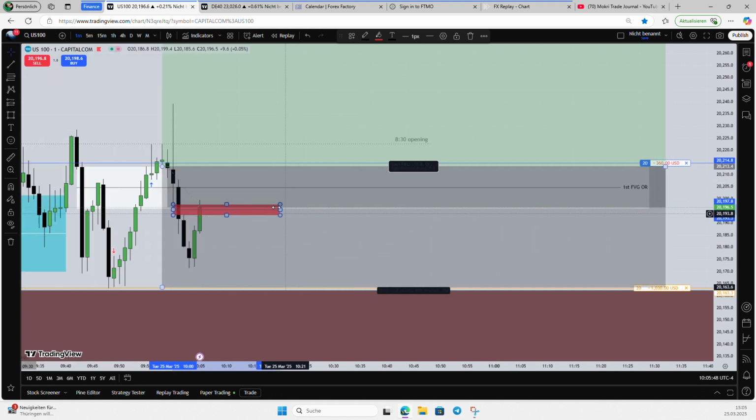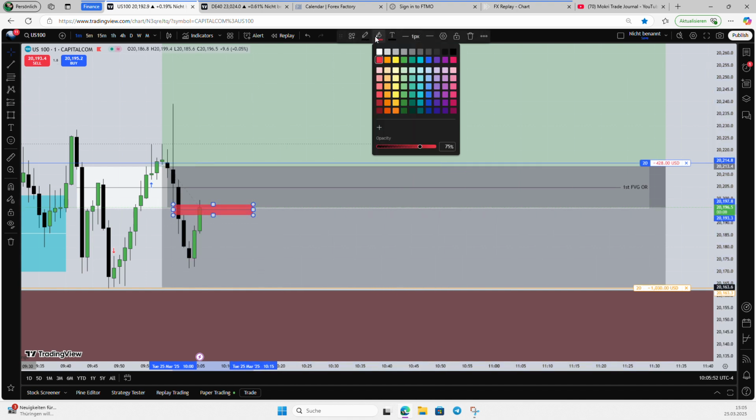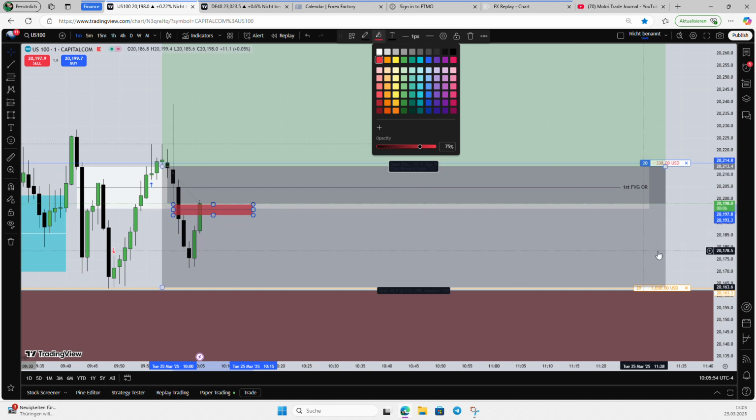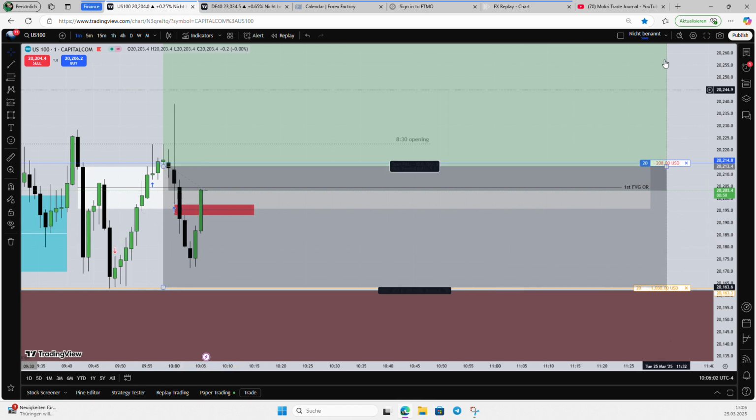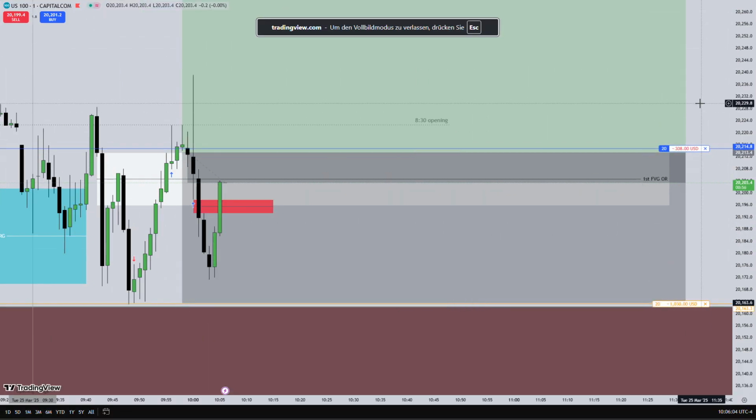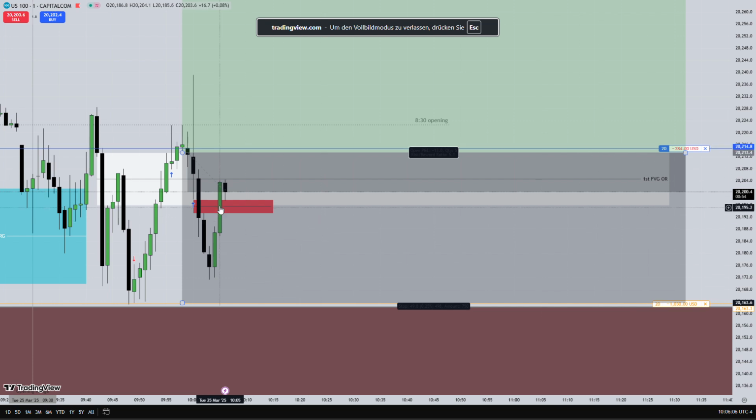This is what I mean by, whenever a PD array fails, we don't just put it away and say, okay, that was it, let's find a new one. No, we use the old PD arrays, and whenever they fail, we can use them as an inversion. This is the interesting and cool part about trading smart money concepts. So here, I close above it, use it as an inversion.